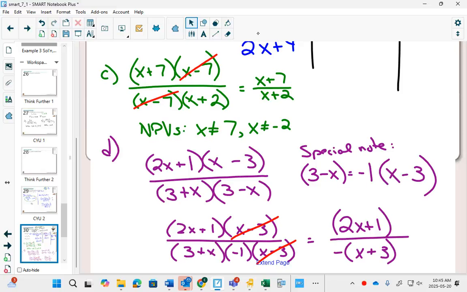Questions for practice on this one? 7 and 11.